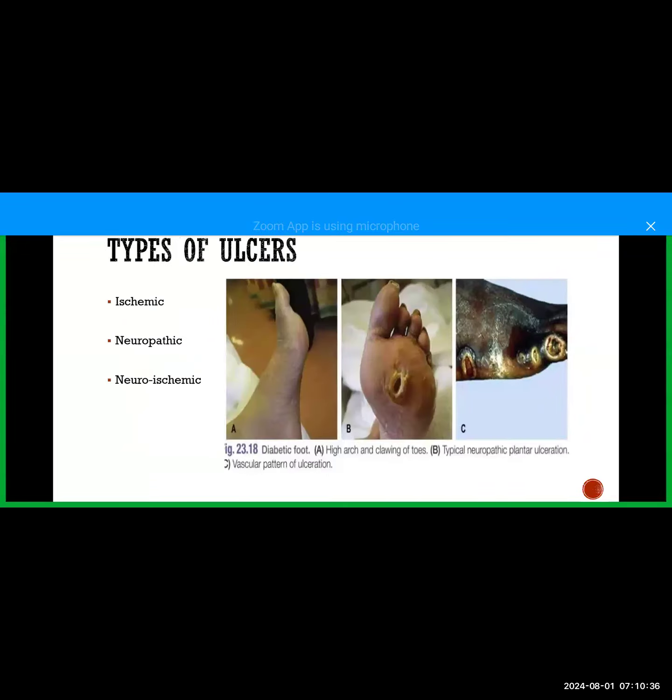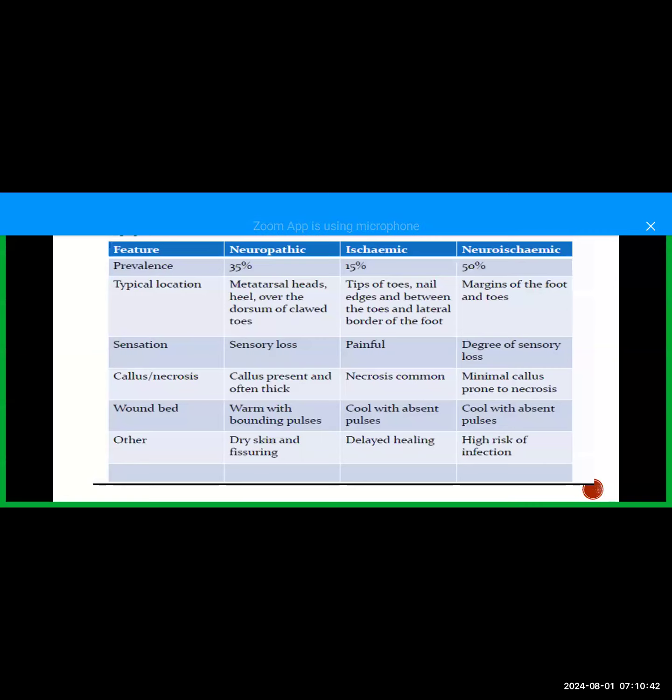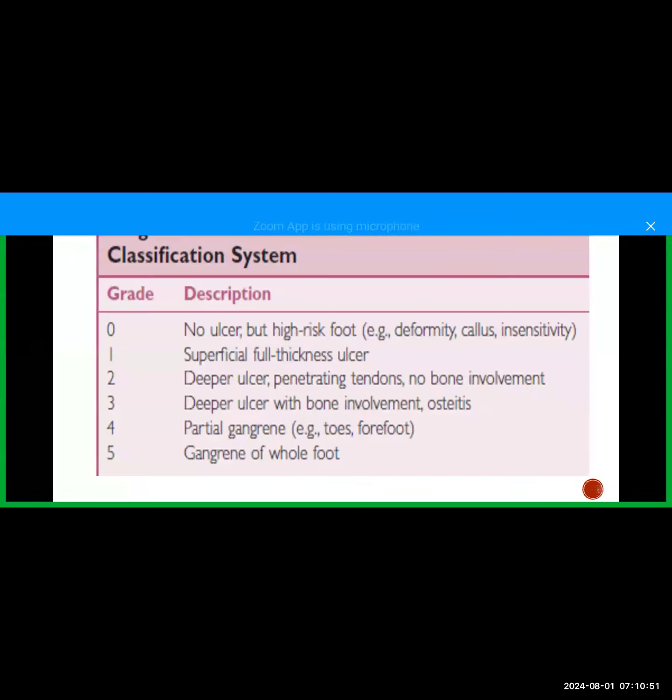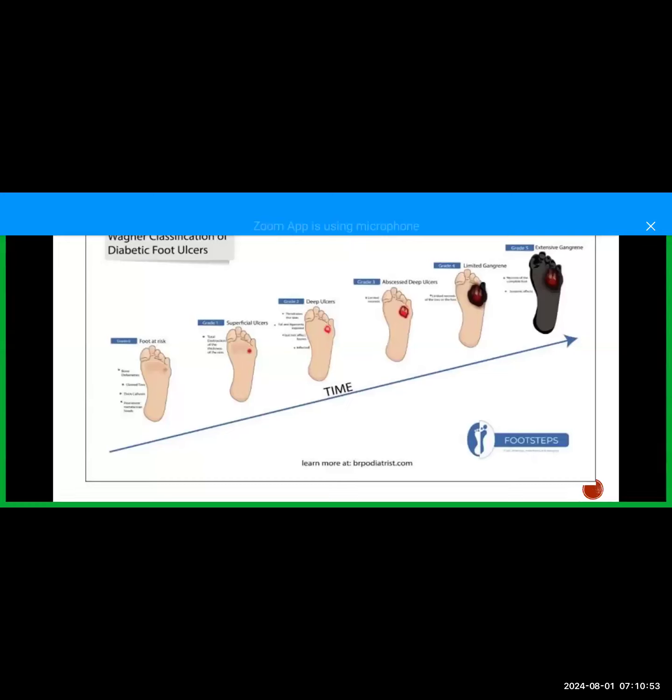It can be classified into ischemic, neuropathic, and neuroischemic ulcers. And 50% of the patients tend to have neuroischemia. Classification systems, as said before, include the Wagner staging system, whereby initially it is the foot at risk, and stage 5 is whereby whole foot gangrene has occurred.